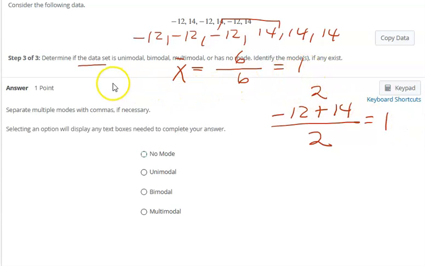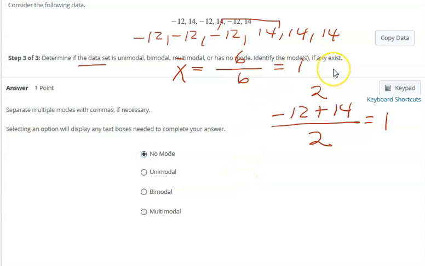Now, as we look at the data, we're wondering, is there a mode? Well, by definition, a mode is, once you have all your data, is there any item of data used more often than others? Well, the negative 12s are used 3 times. The positive 14s are used 3 times. But there isn't one item of data that's used more often than others. So when that happens, it is no mode.